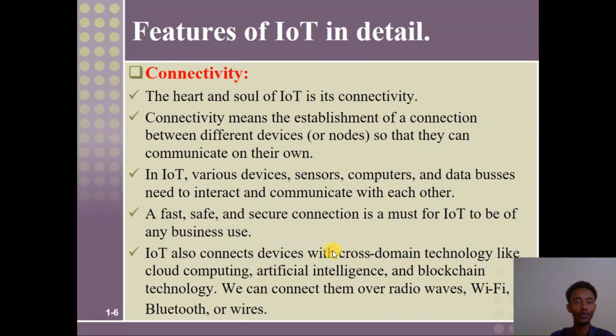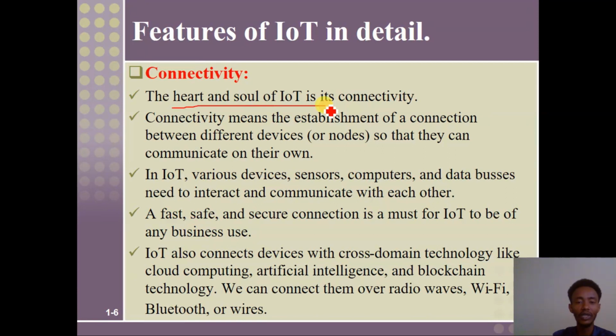The first one is connectivity. We should see the features of IoT in detail. The discussion of these features of the IoT is very important for students to understand in order to deal with artificial intelligence. So the first feature is connectivity. Connectivity, as we have said before, is the heart and soul of IoT. The heart and the soul of IoT is its connectivity.